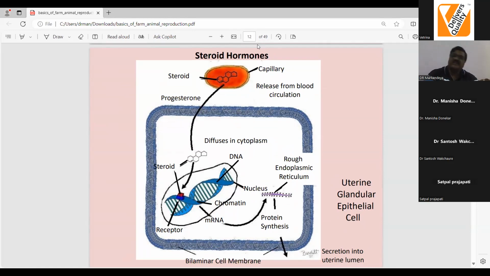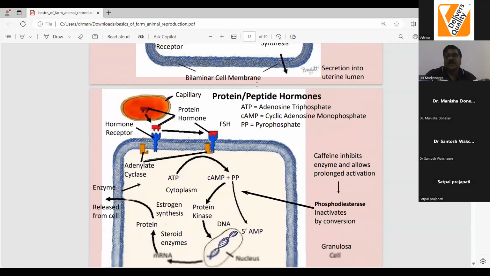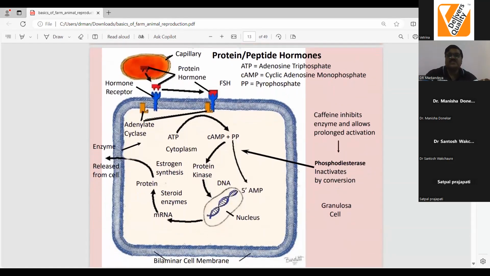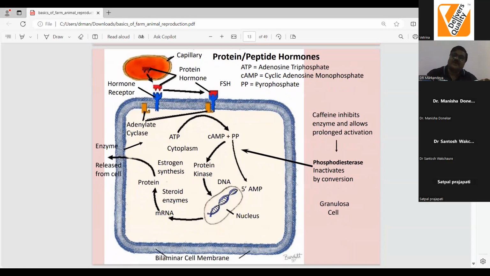Next, for peptide hormones, this action is always on the cell wall. So receptors are available on the cell wall. The cell wall itself will recognize the hormone, and the action will take place at the target. This is the concept, and this we should know.